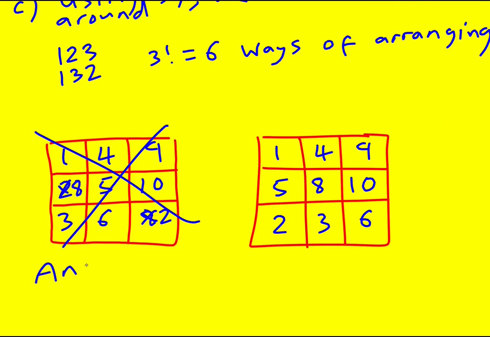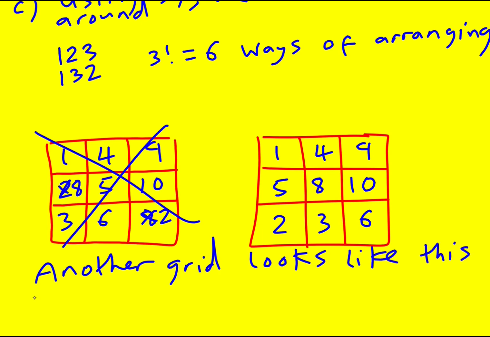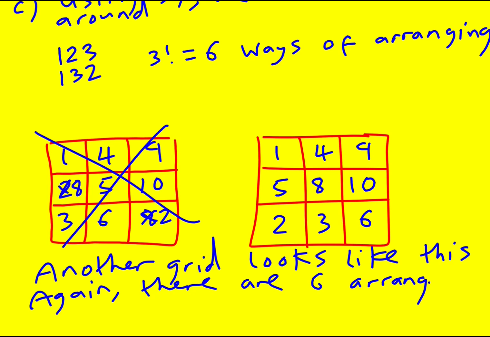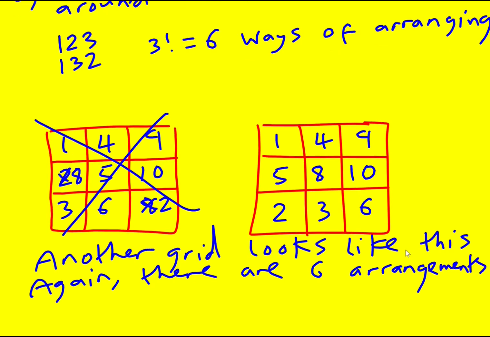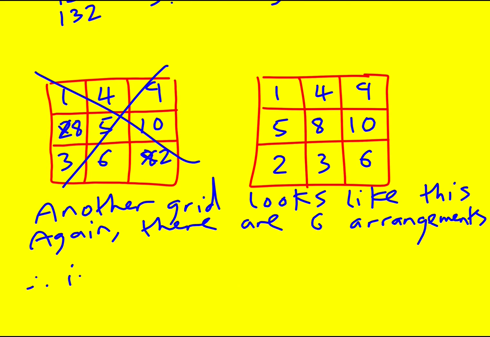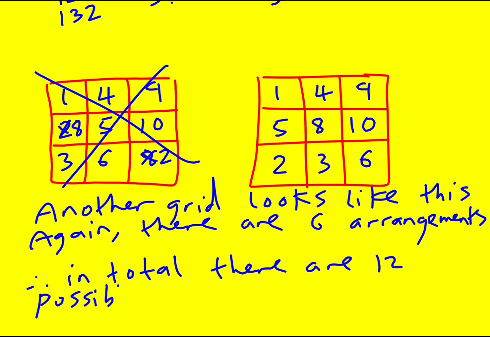So another grid looks like this. Again, there will be 6 arrangements as I swap them around. Therefore, in total, there are 12 possible grids. I've argued why we can't have any others, so I hope you're happy with that.